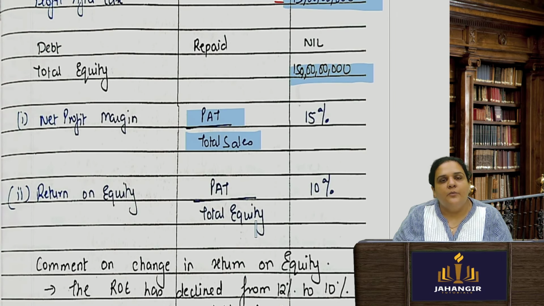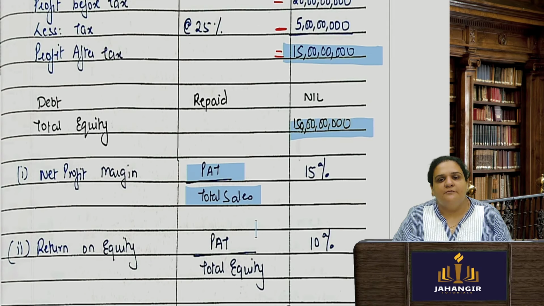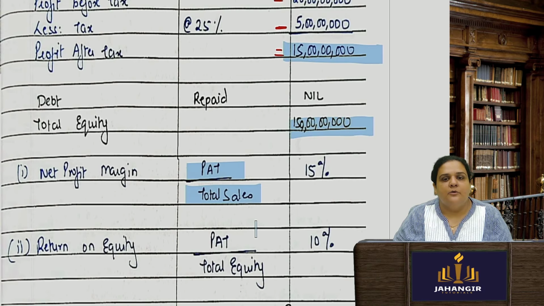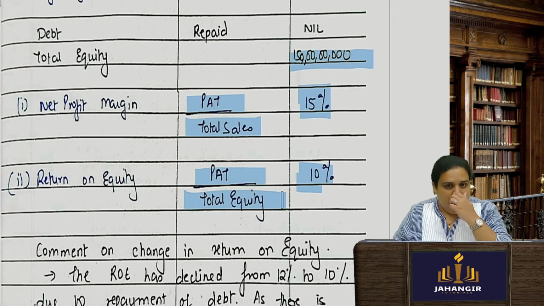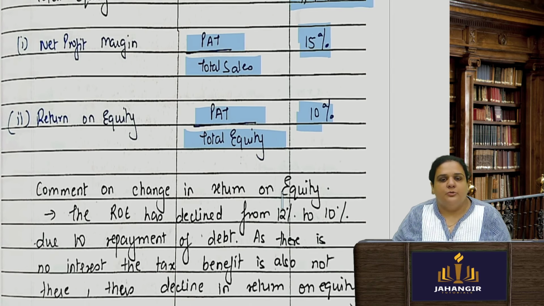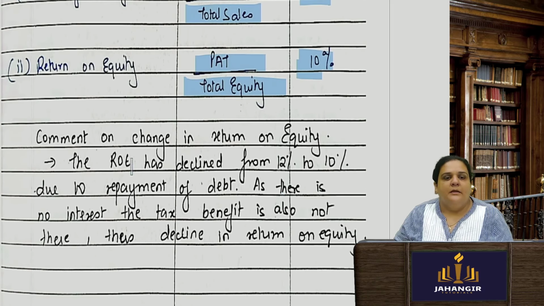Return on equity will be your profit after tax upon your total equity. How much is your profit after tax? 15 CR. Total equity is 150. 10%. Easy? Okay, now we have to compare the ratio. What has happened? Comment on the change of return on equity.